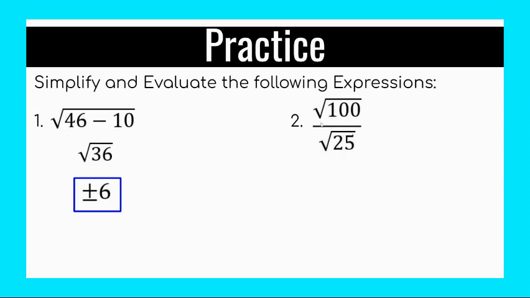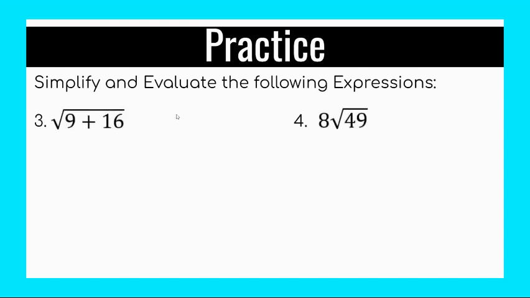Here, I don't have anything to do under the radicals. All I see is that I have the square root of 100 divided by the square root of 25. So I'm going to go ahead and simplify the numerator and the denominator first, and then simplify the fraction. So the square root of 100 is plus or minus 10, and the square root of 25 is plus or minus 5. Well, I can simplify that further. Plus or minus 10 divided by plus or minus 5, well, that's just plus or minus 2. You would have got the same answer if you had divided the square roots first, but it's easier to do what's under the radical before you move on.